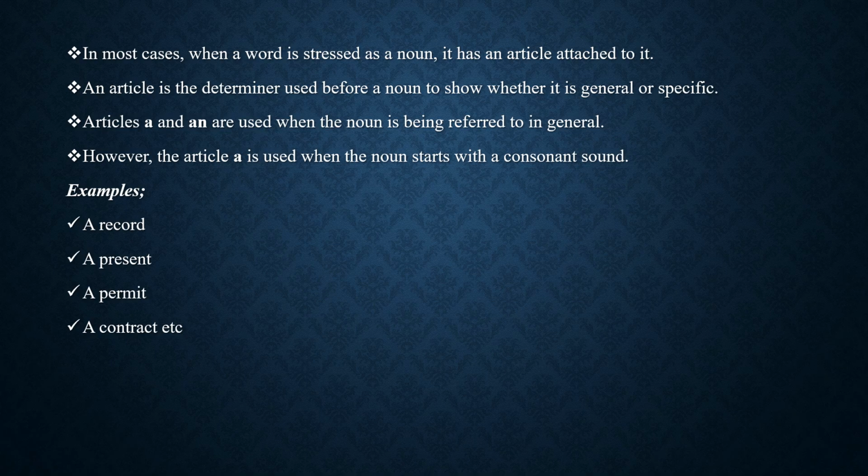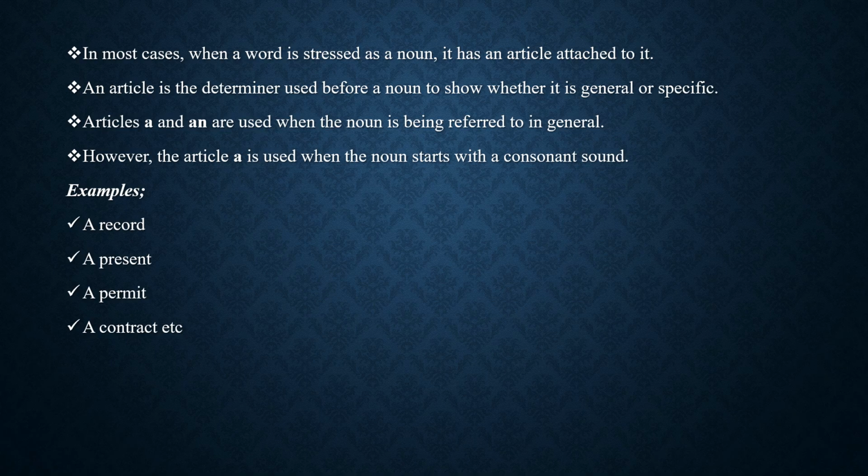You also need to note that an article is a determiner that is used before a noun to show whether it is general or specific, or to tell us whether we are talking about a noun that is known or a noun that is not known to us.